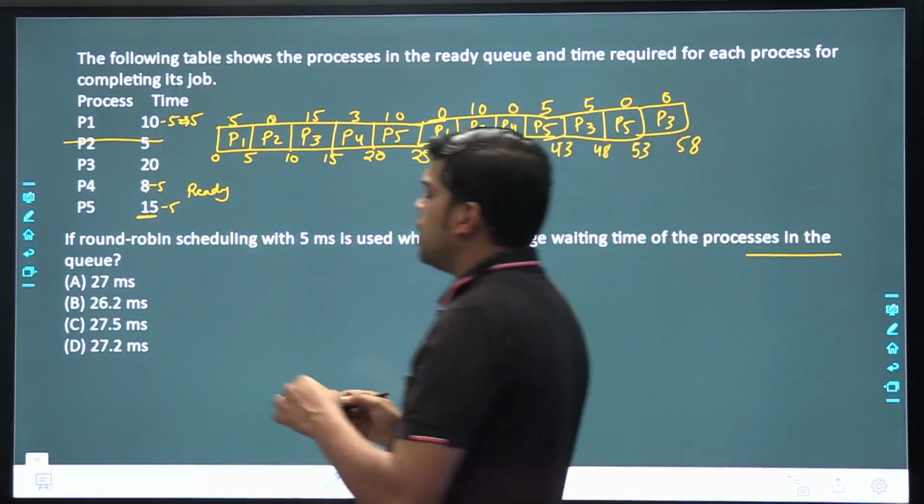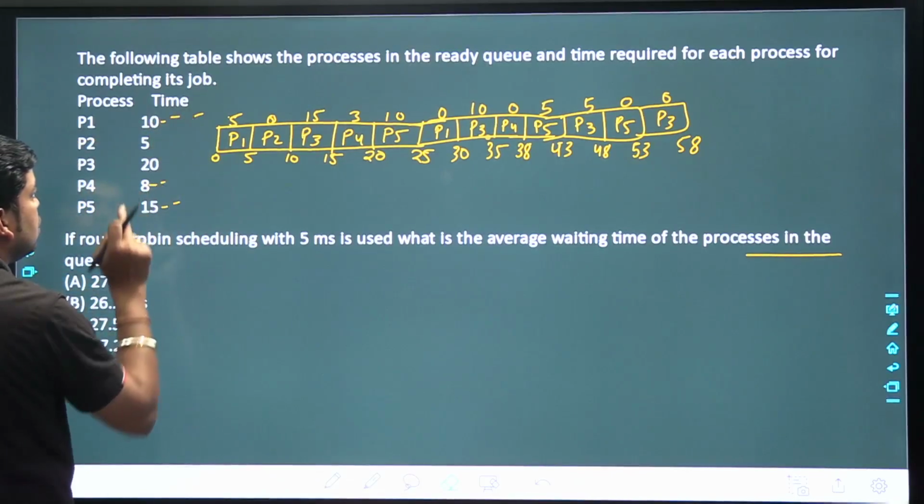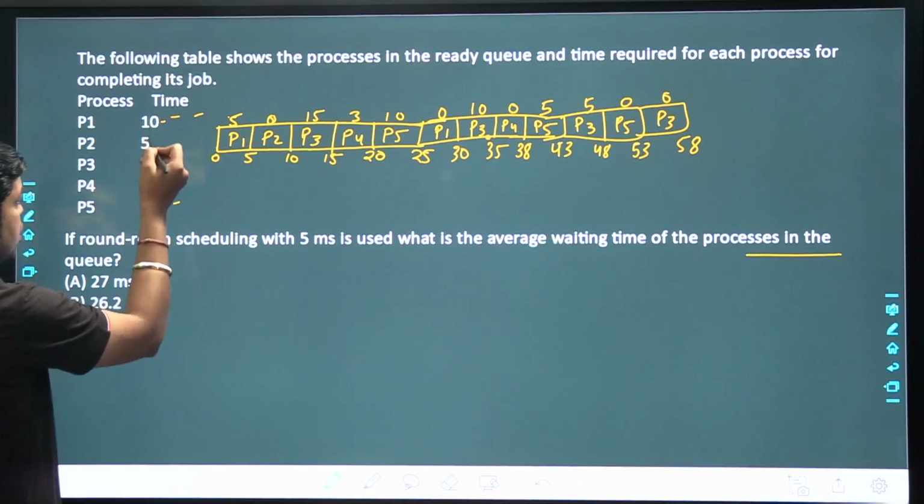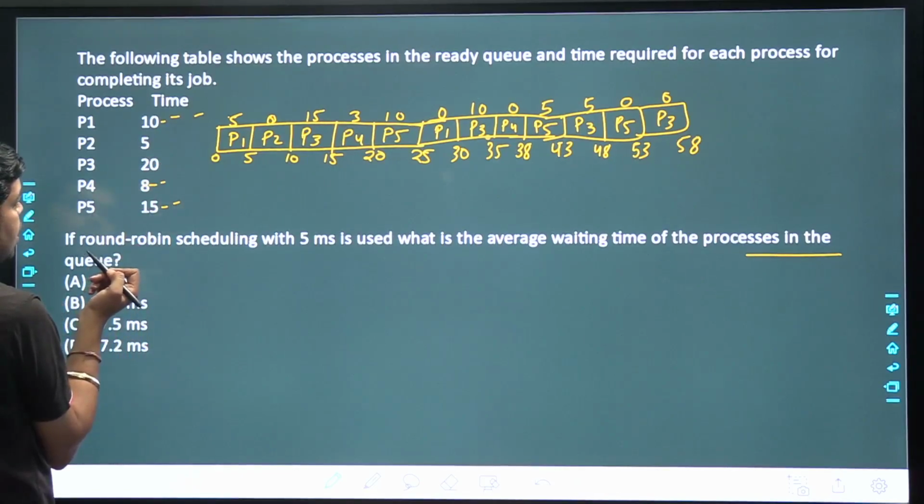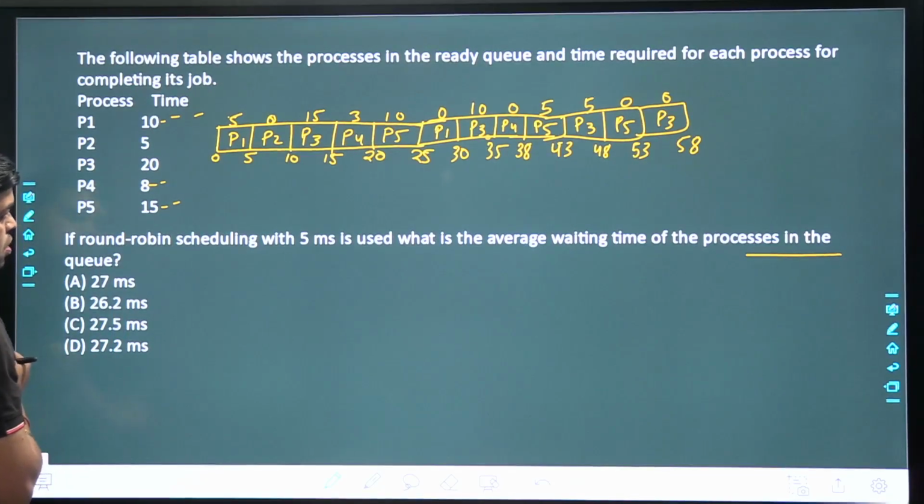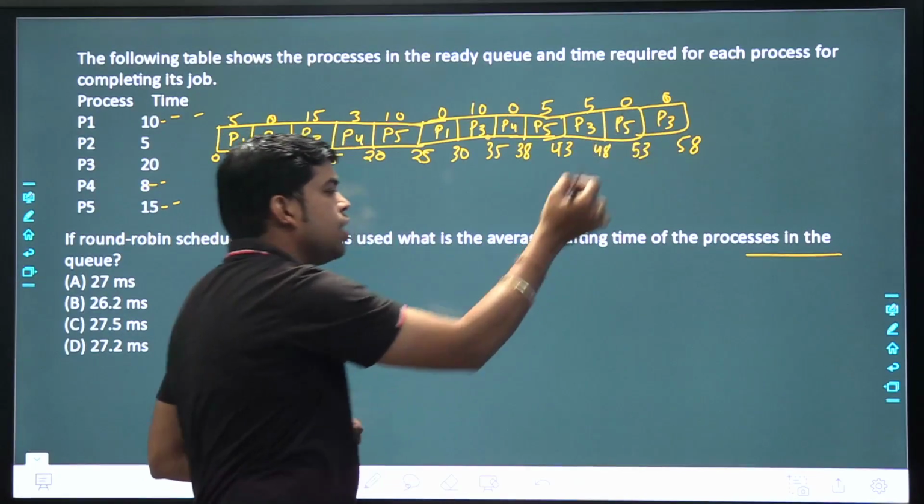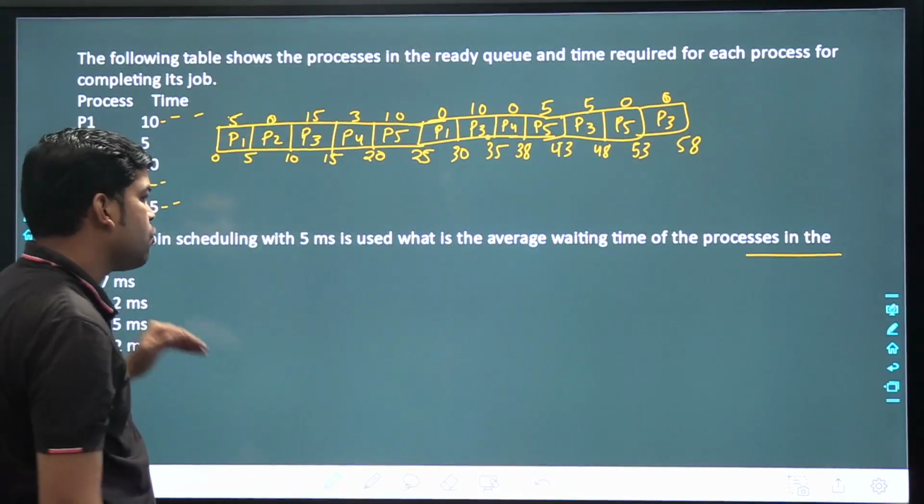So you just add all these values, and it should be equal to 58. Is it 58? 10 plus 5 is 15, plus 5, 20, plus 15 is 35, plus 8 is 43, plus 5 is 48, and plus 10 is 58. So that is correct. Now we need to calculate the average waiting time of the processes.